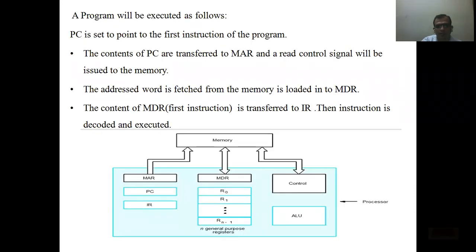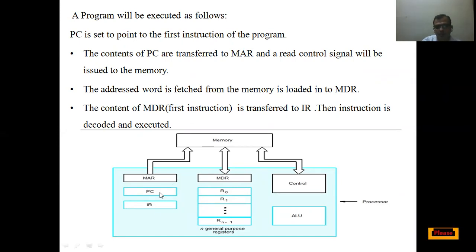So let us see how an instruction is executed. Let us take an example of a program. As we know, the program counter is set to point to the first instruction of the program. Later it points to the next instruction. The content of the program counter is transferred to the MAR, and a read control signal is issued to the memory. Here two cycles take place: one is the read cycle, another is the write cycle. In order to execute the instruction, first we need to fetch it, so a read control signal is issued.